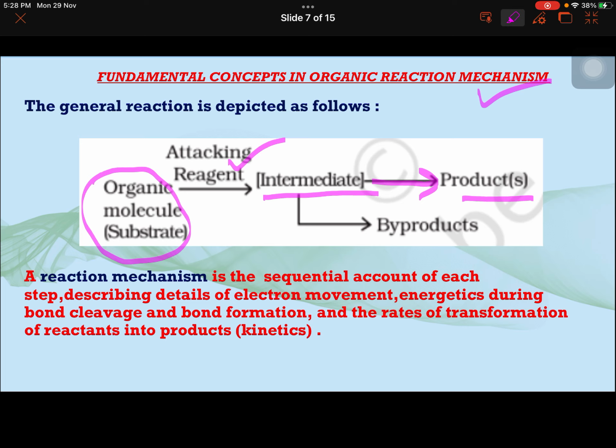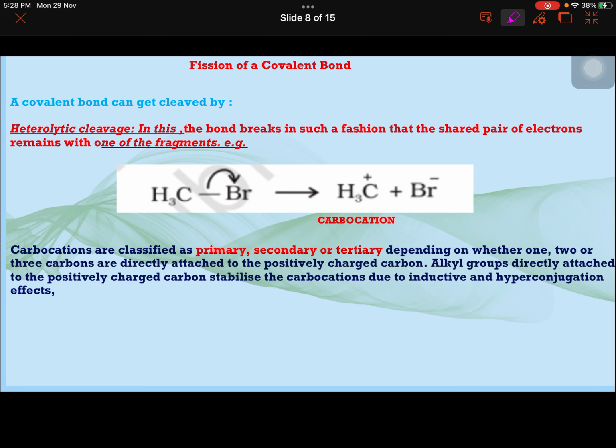So what is a reaction mechanism? It's a sequential account of each step, describing details of electron movement, how one electron moved from somewhere to some other place, how a lone pair was offered, and what are the energetics involved. That means bonds are breaking, new bonds are forming, which is more stable. The rate of reaction, means the speed of the reaction, that comes under kinetics. So keeping everything in mind, we discuss the stepwise mechanism of the reactions, which is a very important integral part of organic chemistry. So we'll be doing that.